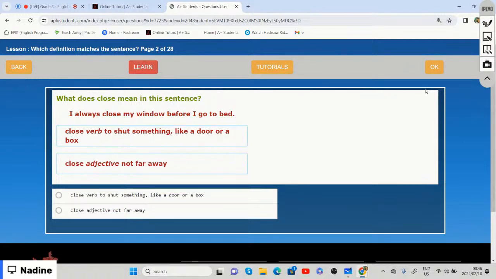Close, it's a verb, to shut something like a door or a box, or close, an adjective, which is not far away. It is close by. That is what the second one means. So what does close, when you say you are closing your window, what does it mean? Is it the first meaning, to shut something, or the second meaning, not far away?